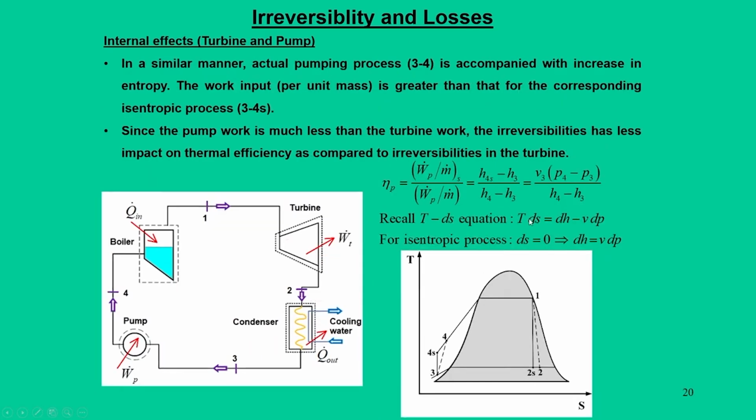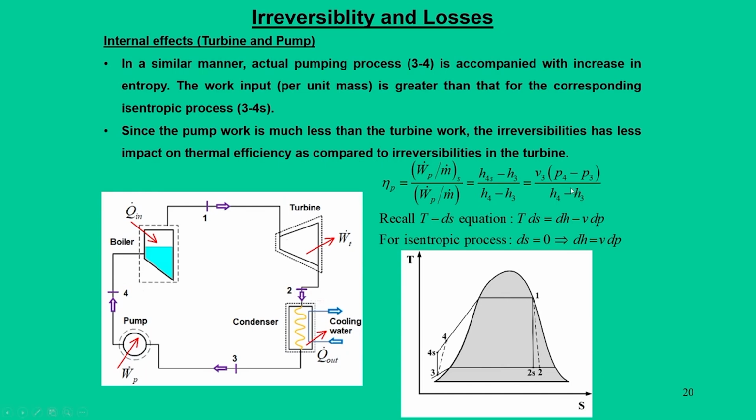Now, in a similar way we can write the pump efficiency, because the pump's net work input will be higher, which means the isentropic work has to be lower. So in the numerator, eta P, the isentropic efficiency of the pump, is H4s minus H3 divided by H4 minus H3, and this isentropic enthalpy difference can be calculated as V3 into P4 minus P3. So this is all about the thermodynamic cycle analysis for a Rankine cycle and how you introduce irreversibility and losses component-wise.